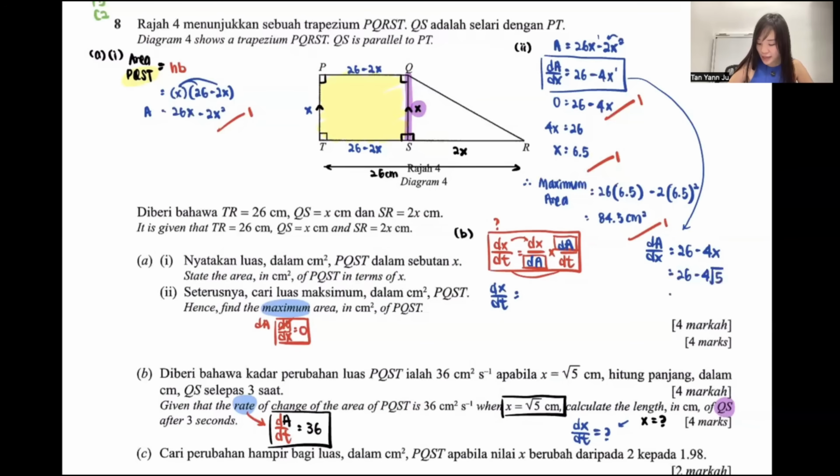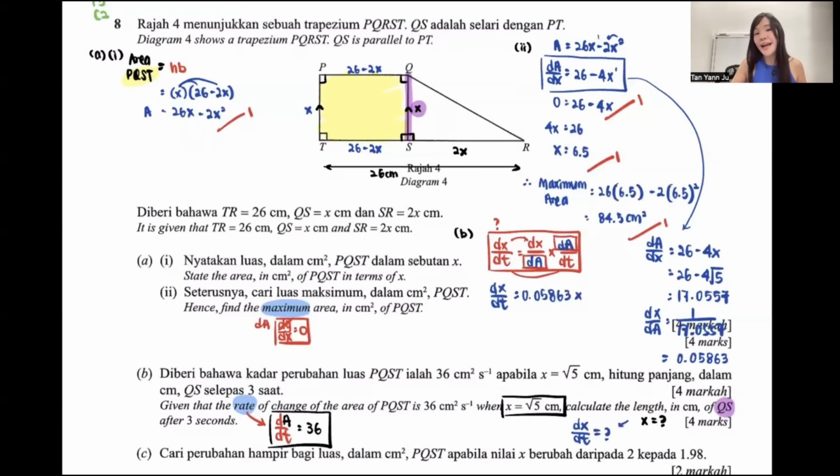I think we need a decimal, right? So 26 minus 4 sub root 5. Got it, 17.0557. Okay. Then dx dA will be the flip of this. That means 1 over 17.0557. So 1 divided by the particular answer, getting 0.05863.